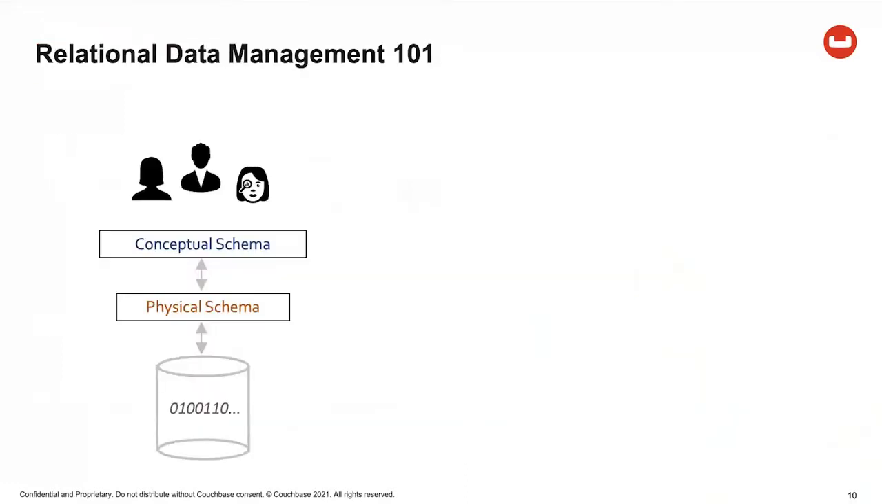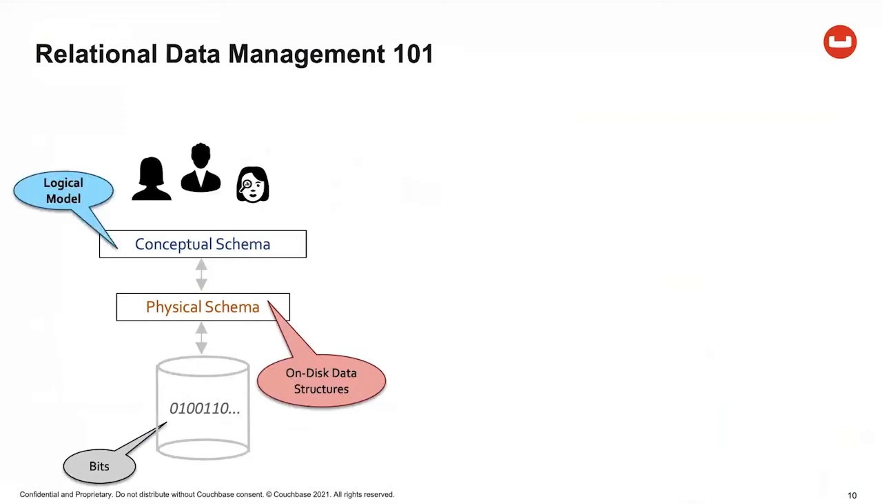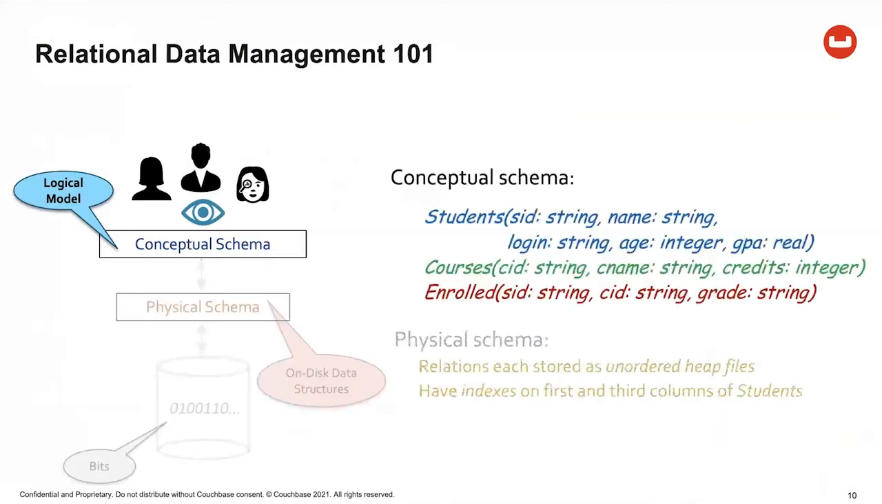And so here we have a database. At the bottom, there are bits on a disk. And then there's a physical schema that describes how those bits are organized and what indexes are available. And then there's a conceptual schema that captures the logical model of data. The users and the application developers see that logical model of the data. So when they're looking at the data, they don't see the physical stuff hiding behind the scenes. They see a conceptual schema.